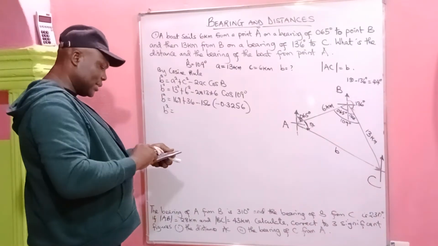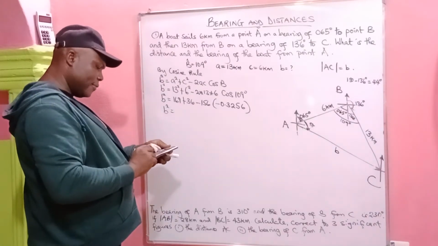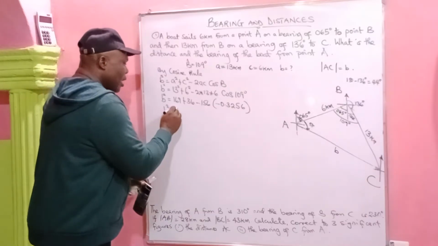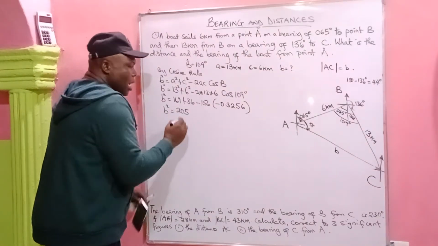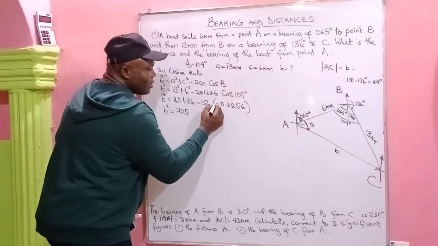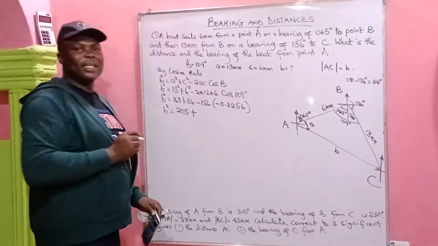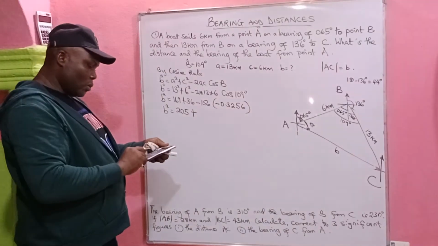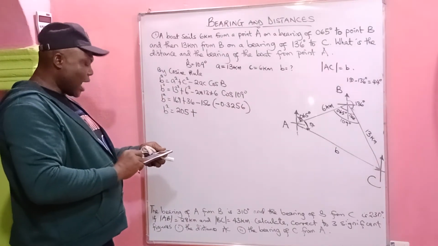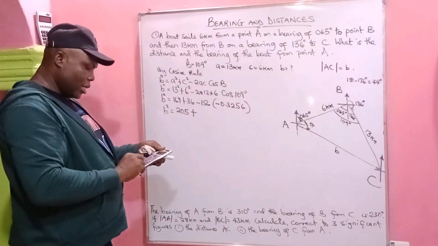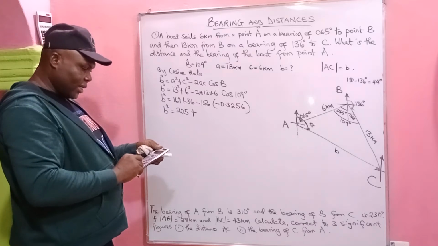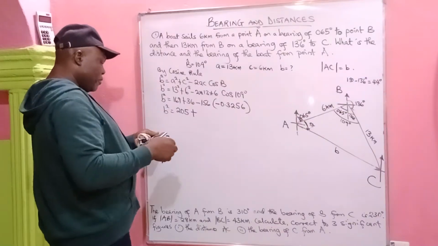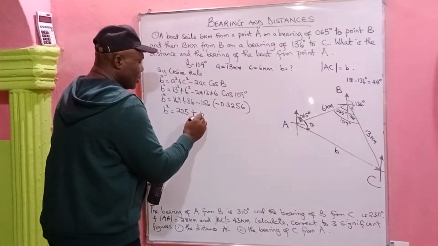Alright, so here we are going to have b squared equal to 169 plus 36, and that gives us 205. Now this minus and this minus becomes plus. Please take note of that. Alright, so 156 times this. So we have 156 times 0.3256. So we are simply going to have 50.7936.